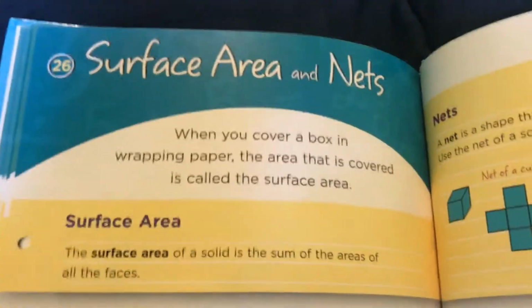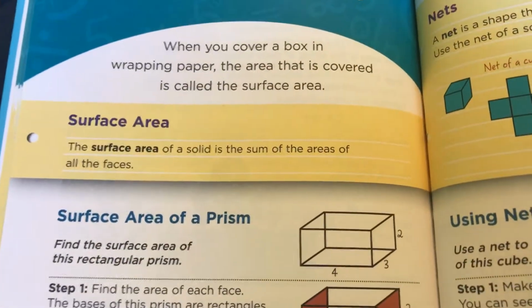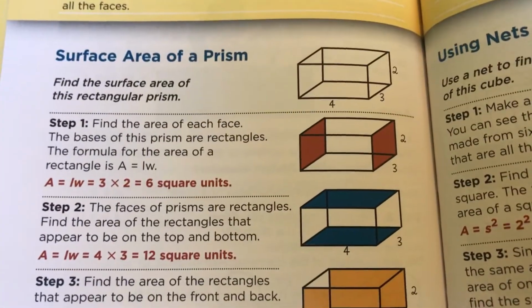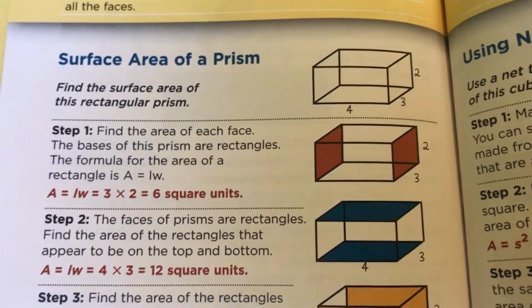Surface area and nets. When you cover a box in wrapping paper, the area that is covered is called the surface area. The surface area of a solid is the sum of the areas of all faces. Surface area of a prism. Find the surface area of this rectangular prism. Find the area of each face.